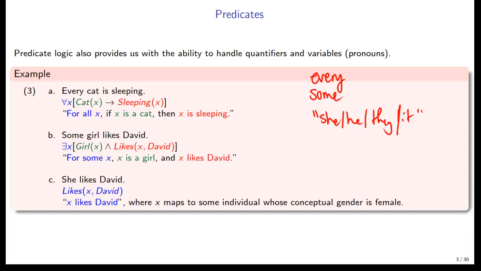So I'm just going to show you the operators here. We can put things outside of brackets. So this is an upside down A. This is what's called the universal operator. So this is like for all X, for everything in our universe that is X. So this would say for all X that are cats, they are sleeping. This one is a backwards E. This is called the existential. This is the word for some. So this would be like for some X that is a girl. So for some X such that X is a girl, we could say X likes David in this case.